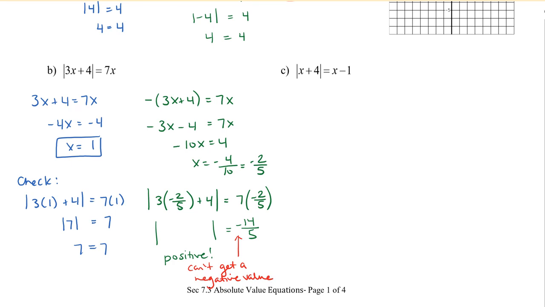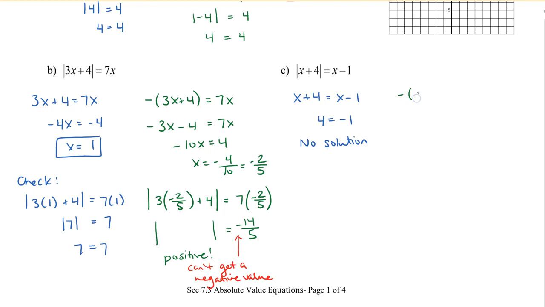So let's take a look at another equation here. So again, we're going to take the positive absolute value. So we have x plus 4 equals x minus 1, and I subtract x from both sides, and I get something a little bit weird. I get 4 equals negative 1. So that's not true. So from the positive absolute value, we get no solution. So let's write no solution so we know that's the end of that case.